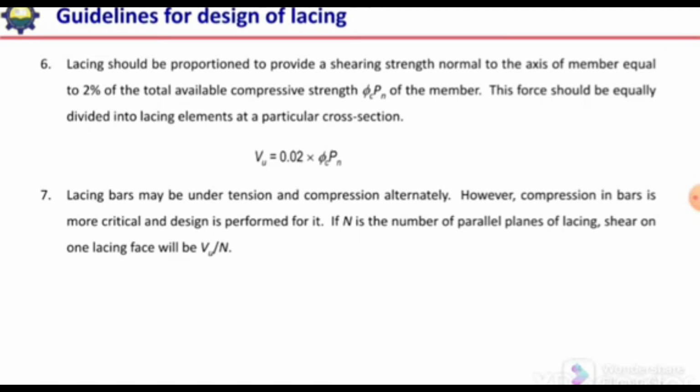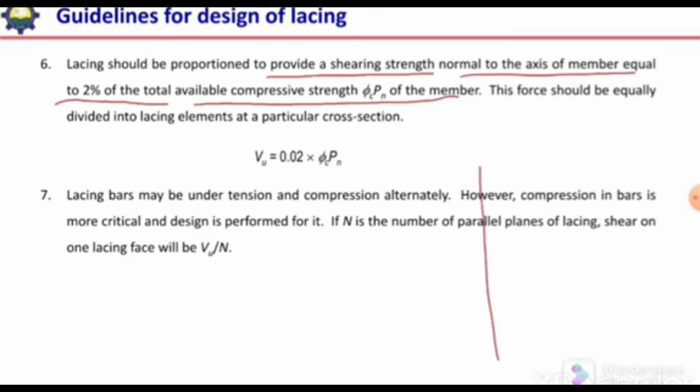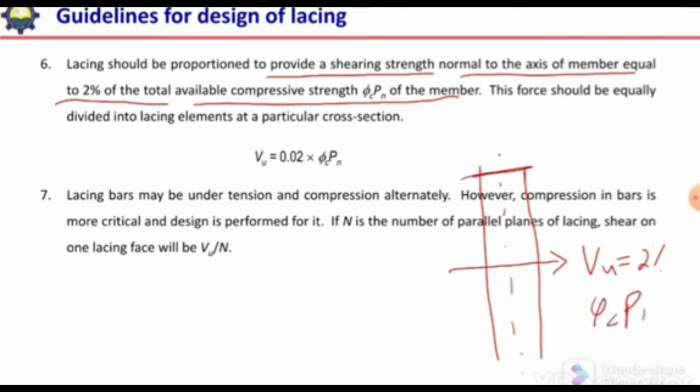Next guideline is lacing should be proportioned to provide a shearing strength normal to the axis of member equal to 2% of the total compressive strength of the member. So this is the member, this is its longitudinal axis. So the shearing strength normal to the member, Vu, should be equal to 2% of the capacity of this section, which is phi C Pn. So we consider Vu equal to 2% of phi C Pn, and the lacing element should resist this much shear strength.